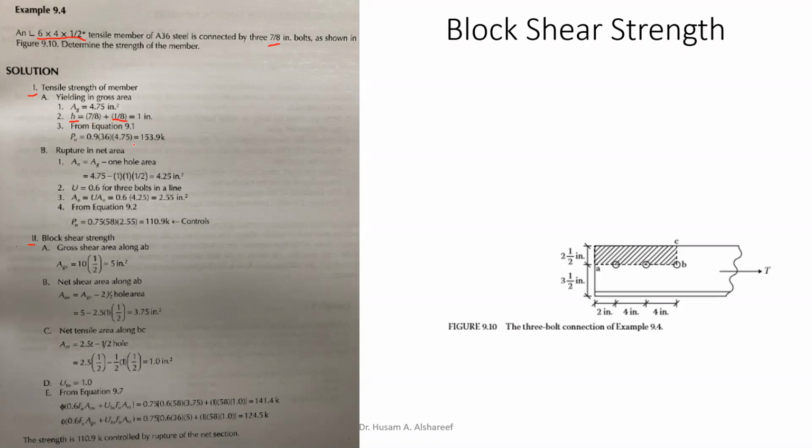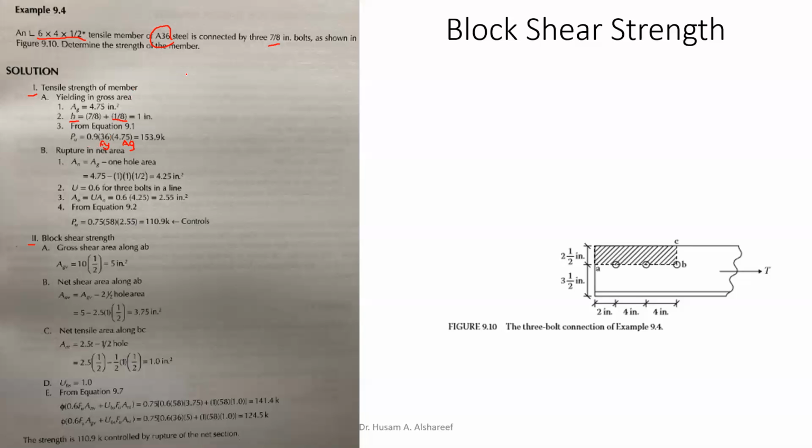Now, from this equation, I believe if you go back also in the previous lectures, you will find the equation, which is P_u equals 0.9 times F_y times A_g. This is F_y, and this is A_g from the equation. So then 0.9 times F_y, which is 36, it's already given here. And to find it, you go to table 9.1.